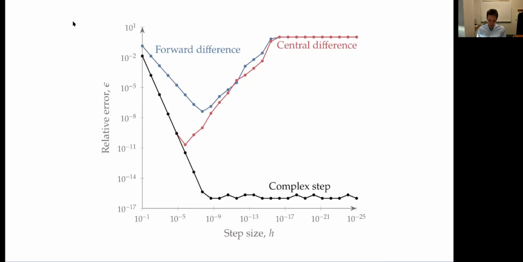Okay, but complex step, on the other hand, we still get that quadratic convergence, but that's not really the big deal. The big deal is that we can keep going. We don't get that subtractive cancellation, so we can get machine precision. We can just pick a number over here. In practice, people usually use like 10 to the -20 to 10 to the -40. I usually just use 10 to the -30. We don't have to really mess with choosing a step size, just pick it beforehand, and it's going to work. We're going to get really accurate derivatives, just like that. So this is really cool.